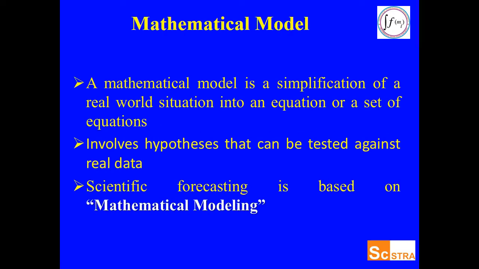Scientific forecasting is based on mathematical modeling. What is a mathematical model? It is a simplification of a real-world situation into an equation or set of equations. That means we are converting a real-world problem into mathematical language, then solving it and making use of it to forecast or estimate the real-world situation.